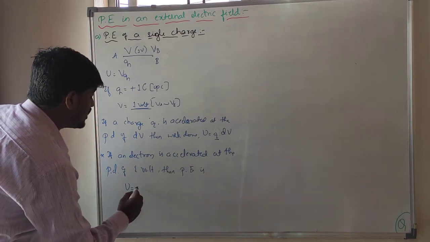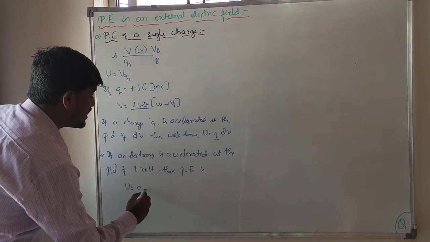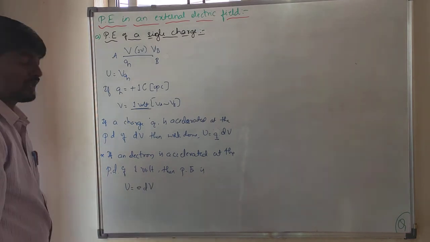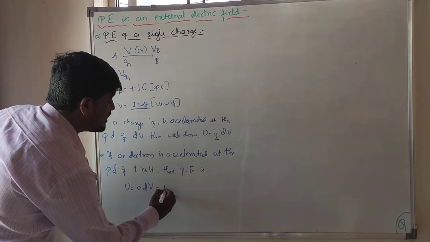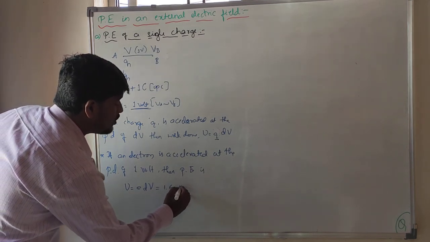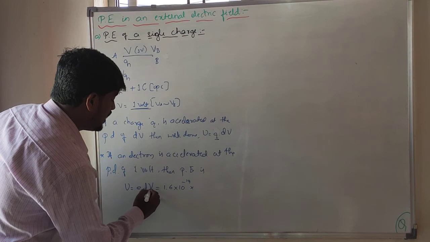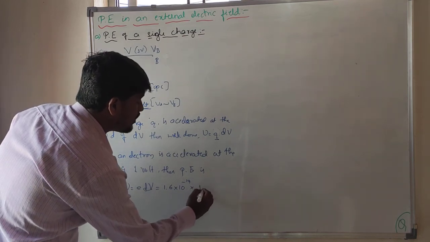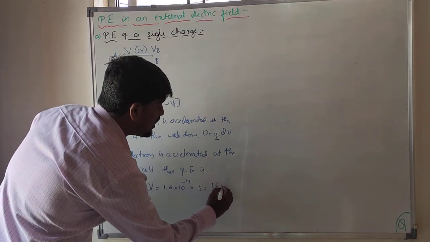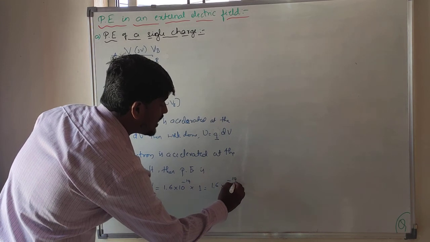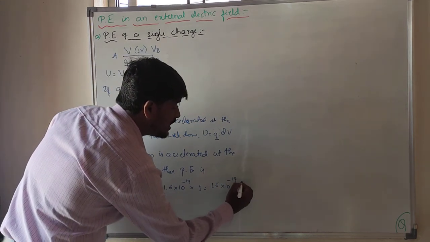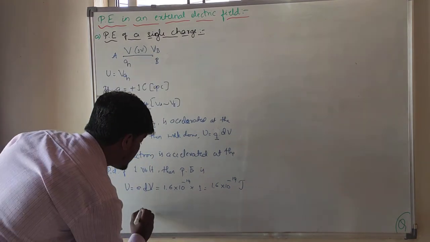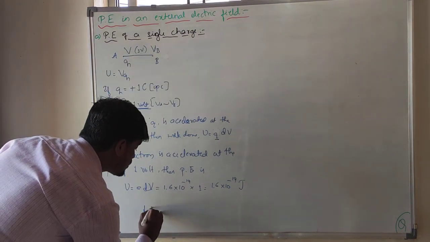Q is how much, e, and potential is how much, 1 volt, or else you can write that the charge of the electron is 1.6 into 10 raised to minus 19 coulomb, and the potential difference is 1 volt, so that is equal to 1.6 into 10 raised to minus 19. I am multiplying coulomb with volt, hence it becomes joule. So then I can write here 1 electron volt.